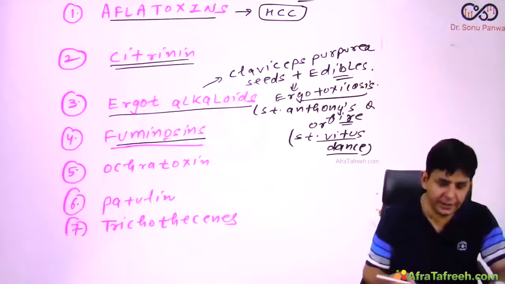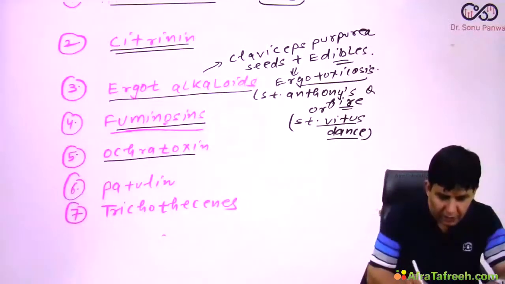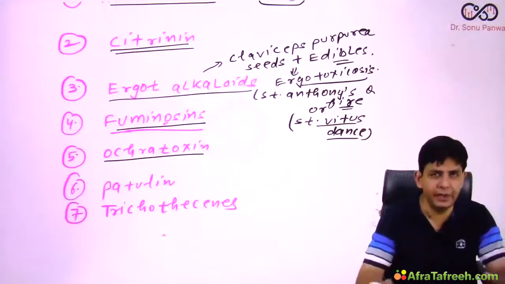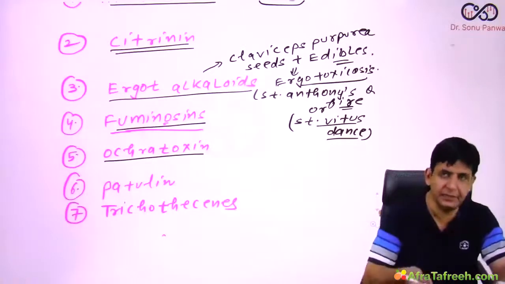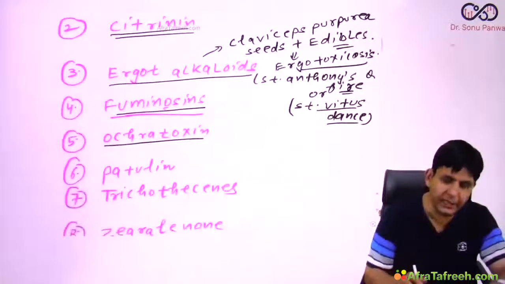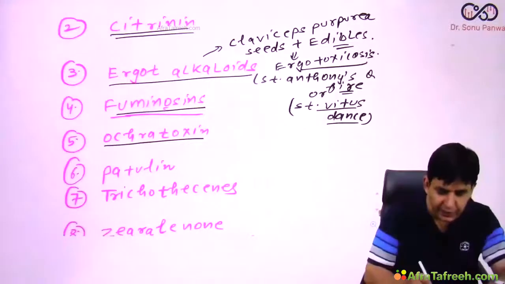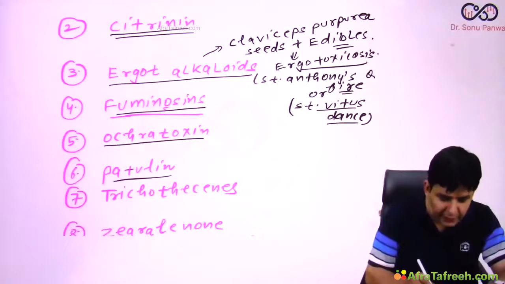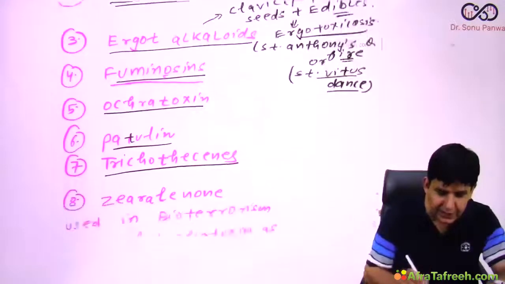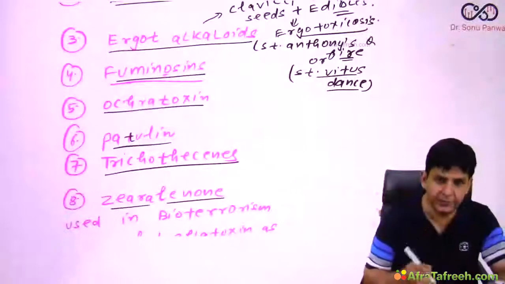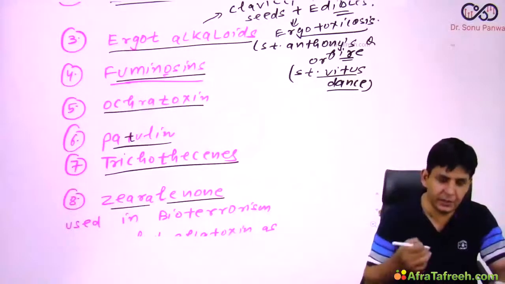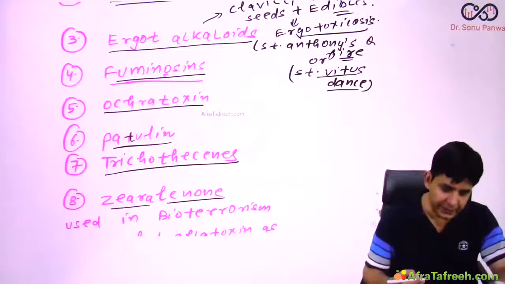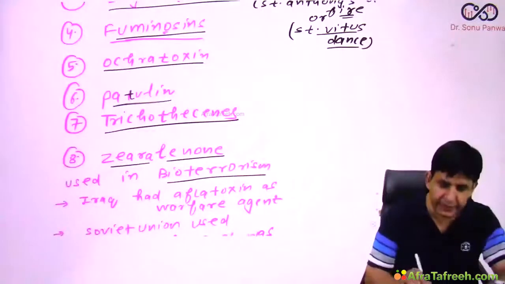Then you have fumonisin. These are also secreted by Fusarium and all. Ochratoxin, just the name you need to remember. Nobody will ask you the details except these two which I have told you, aflatoxin and ergot alkaloids. So fumonisin, ochratoxin, patulin, trichothecenes and zearalenone. These are the various toxins of the fungi. And they are used where? They are used in bioterrorism also.